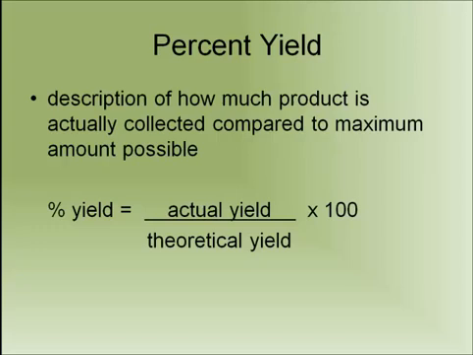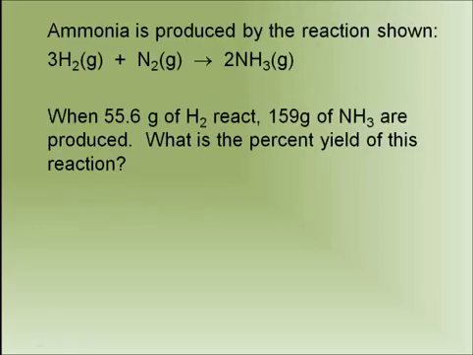To calculate percent yield, you divide actual by theoretical and multiply by 100. Here's a percent yield question. When 55.6 grams of hydrogen reacts, 159 grams of NH3 are produced. To calculate the percent yield, we need an actual yield and a theoretical yield. Only one of those is explicitly given to us in the question.